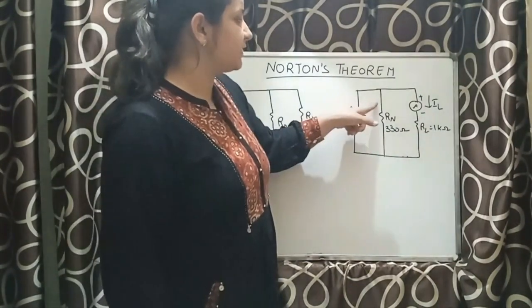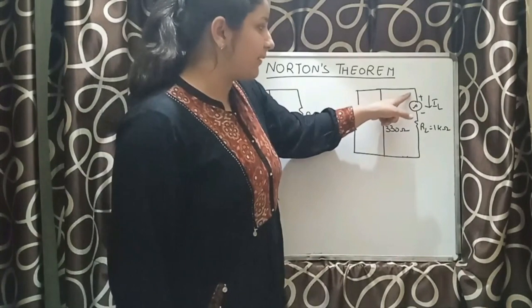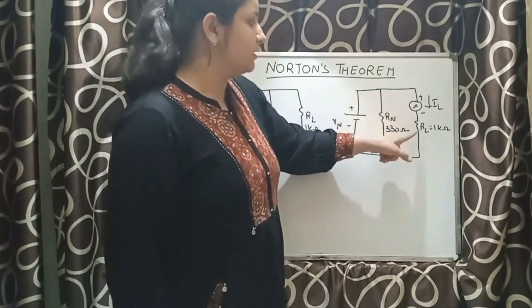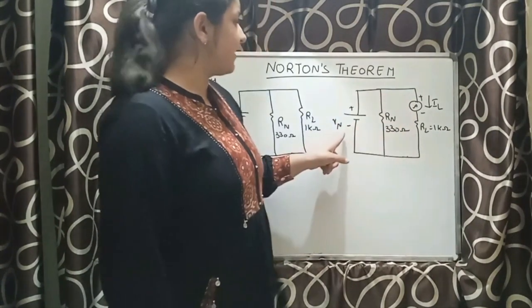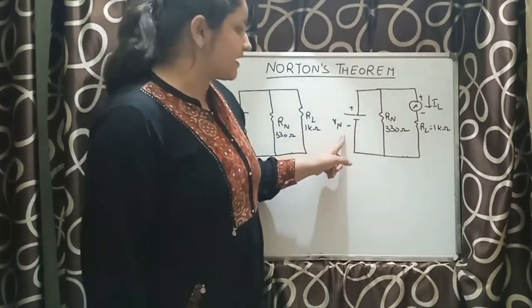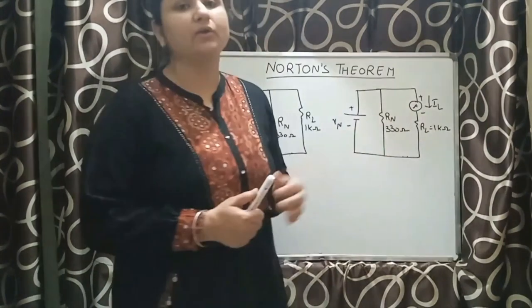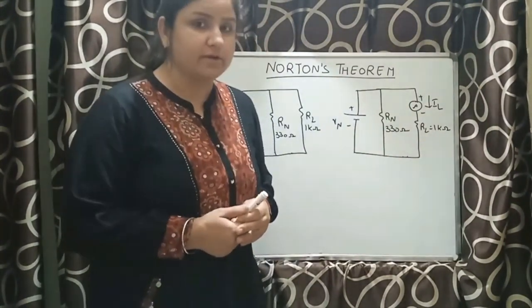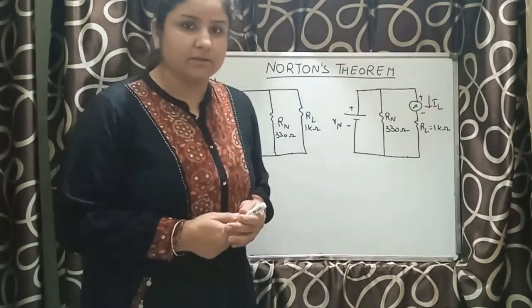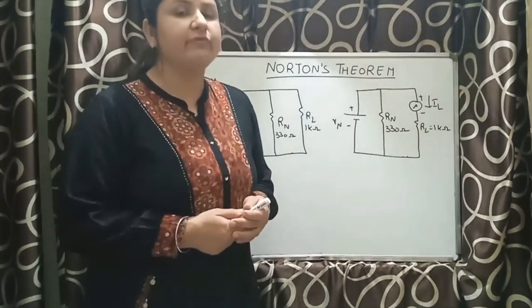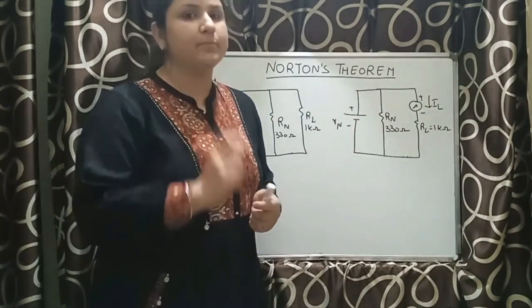Positive of Vn is connected with Rn and positive of ammeter. Negative of ammeter is connected with RL, and finally negative of supply is connected with Rn, RL both. Thus, you need to calculate IL, load current flowing through RL. Now, this IL current will match with our step number 1.